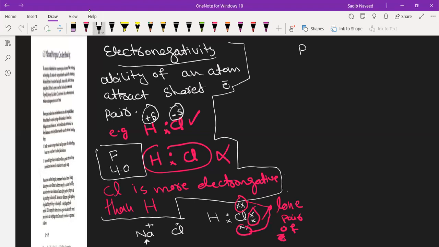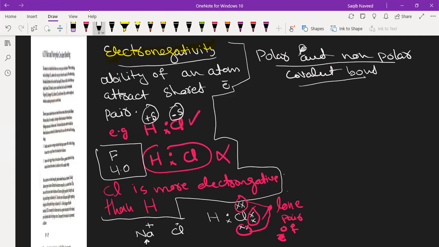Okay. So now you have got the basis of polar and non-polar covalent bonding. What are the bases of polar and non-polar covalent bonding? The bases are the electronegativity concept. A polar covalent bond exists when you have an electronegativity difference between the bonded atoms. What I said is that a polar covalent bond is a bond in which the two bonded atoms have different electronegativity.